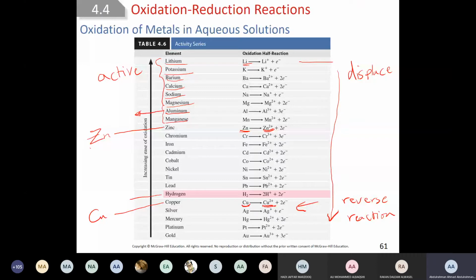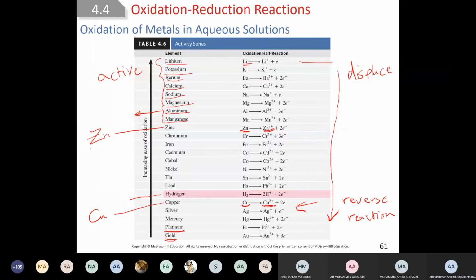Aluminum also is very active. So they lose electrons easily. Exactly. Now, look at this. Which one is the last one? Gold. Which one is the next? Platinum. Do you know what platinum is? It is what they call white gold.